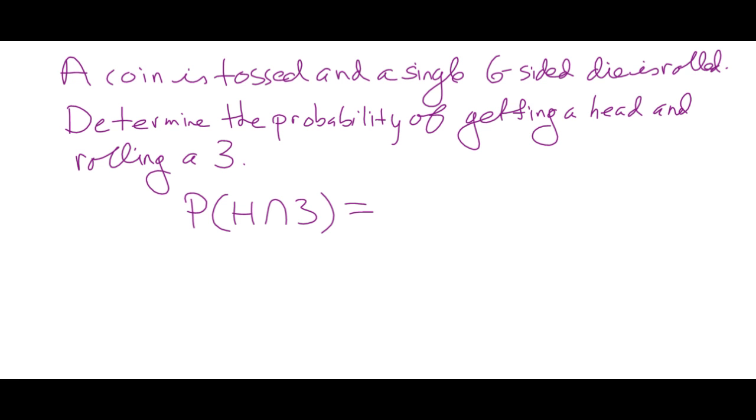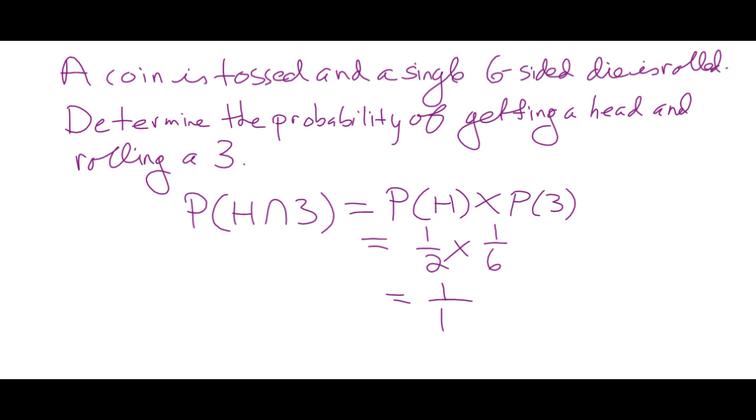So the probability of getting heads by tossing the coin and rolling a 3. This is independent, so it's the probability of getting heads times the probability of rolling a 3. What's the probability of getting ahead? Depends on how hard you work. If you want to get ahead, you got to study. Exam coming up. 1/2. Probability of rolling a 3: how many 3s are there on a six-sided die? 1 out of 6. Half times a sixth.